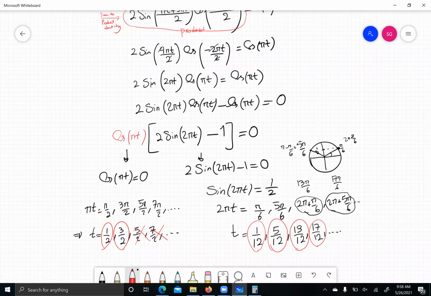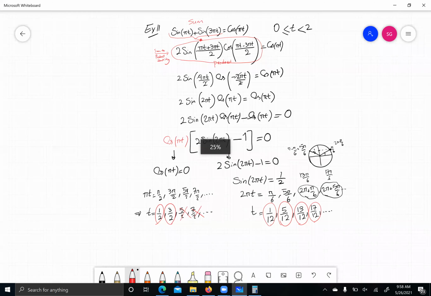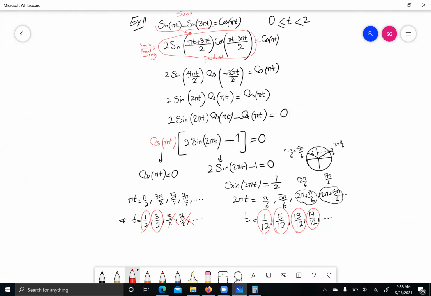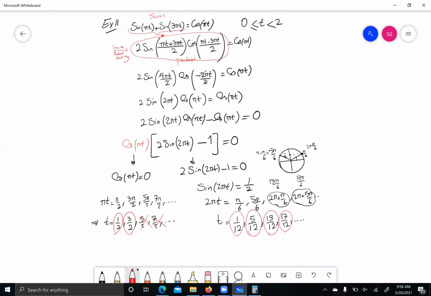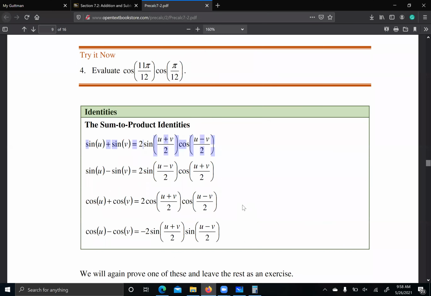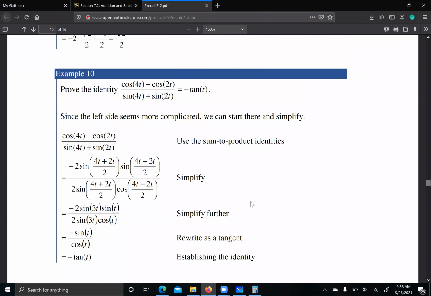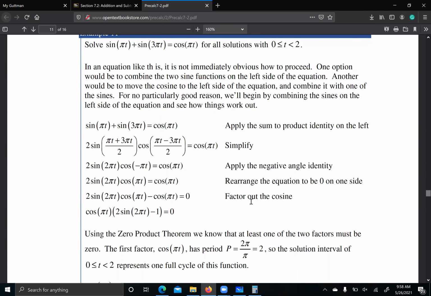But the idea is that here is the big picture of the question. We started with the sum to product identity, and then we just simplified and used algebra in order to factor it and find a solution. And you can also check the work in your textbook. Okay.